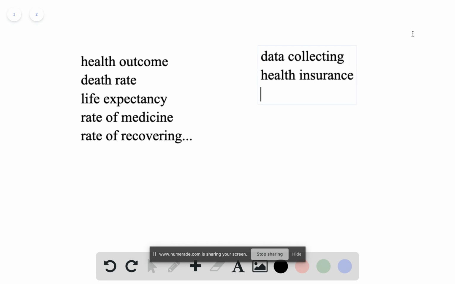And the second one might be health insurance. We know that in the United States, we have two kinds of health insurance. One is private insurance bought from the insurance firm. The other one is insurance provided by the government. But in some other countries, all the insurance is provided by the government. So if we want to compare the United States with those countries where the government provides all the insurance, it's really hard to compare, right?